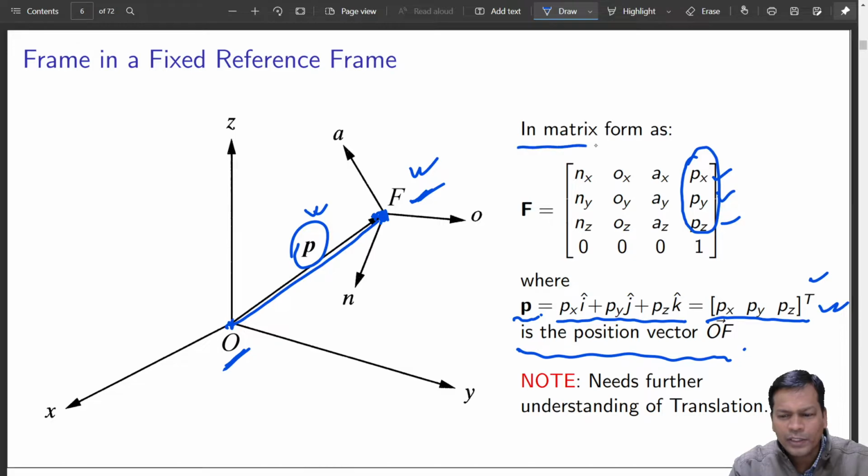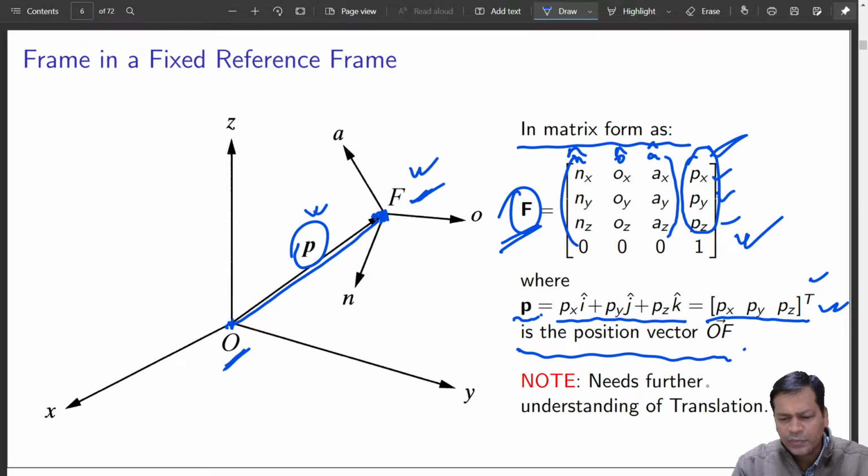Overall, in the matrix form, a frame is represented with a position which is here and an orientation that is represented by the NOA vectors, as I have explained in the previous slide. So this is N, this is O, this is A. Correct? So this is how orientation and position together are given by the matrix F as a 4 cross 4 matrix. Why is it 4 cross 4? We'll tell you later. That is known as a homogeneous transformation matrix, so it needs further understanding of translation. Let us understand that first.